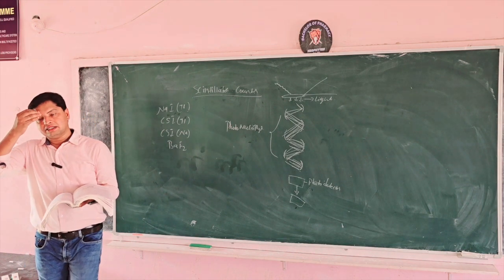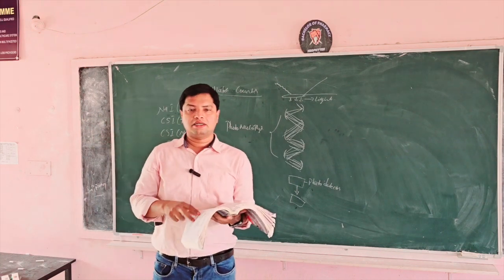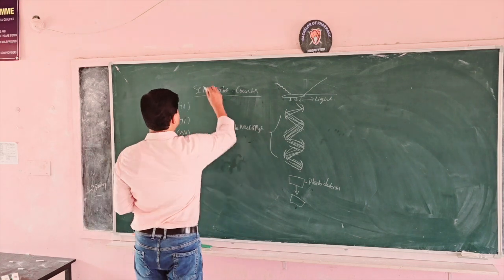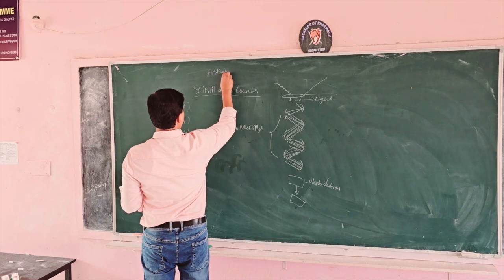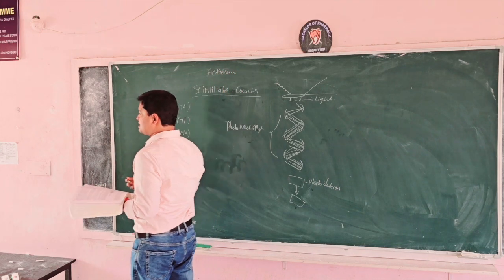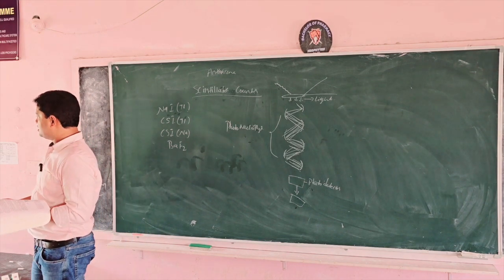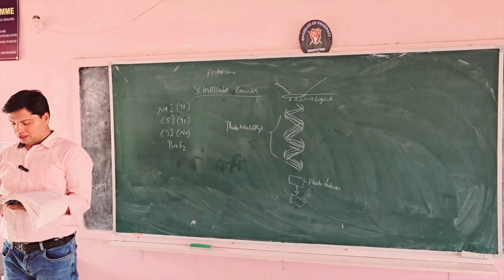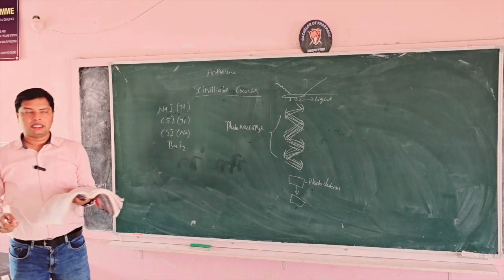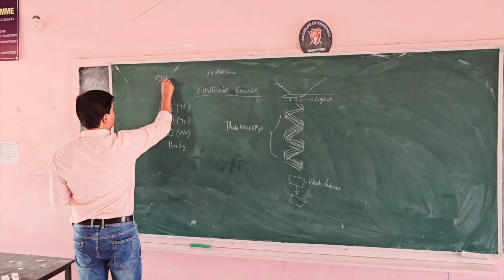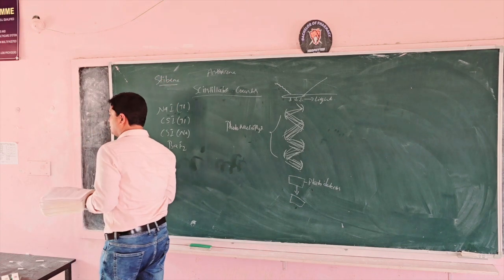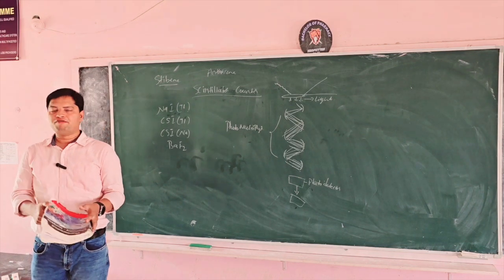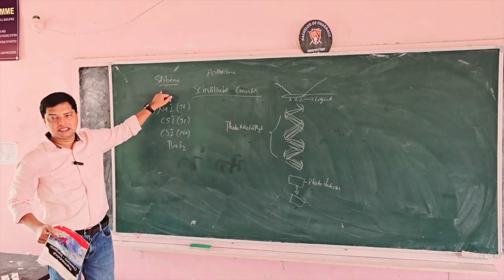Next is organic scintillator. Anthracene, the name is anthracene. Anthracene is an organic molecule, a crystal which acts as a scintillator. And stilbene is another organic crystal which acts as a scintillator. The more powerful one here is anthracene, less powerful is stilbene.